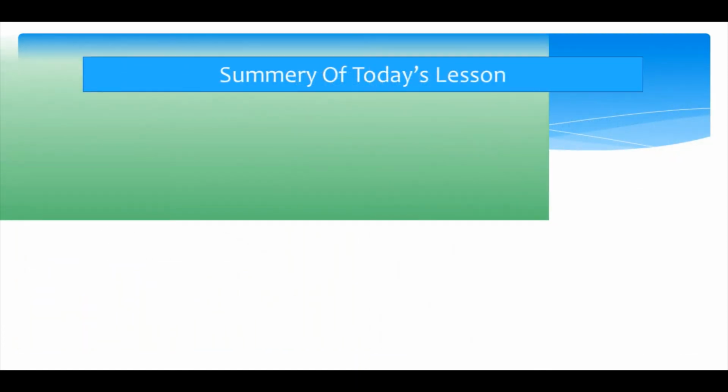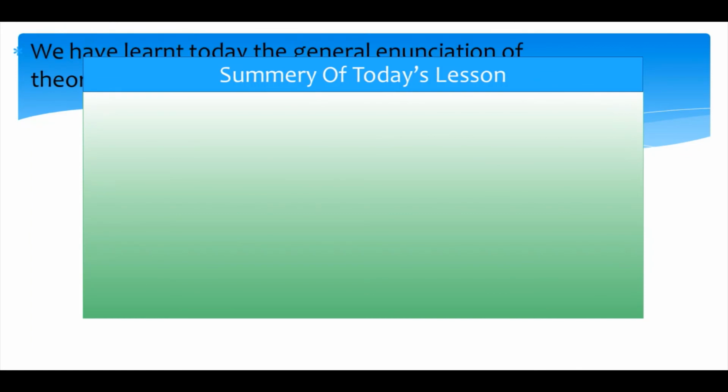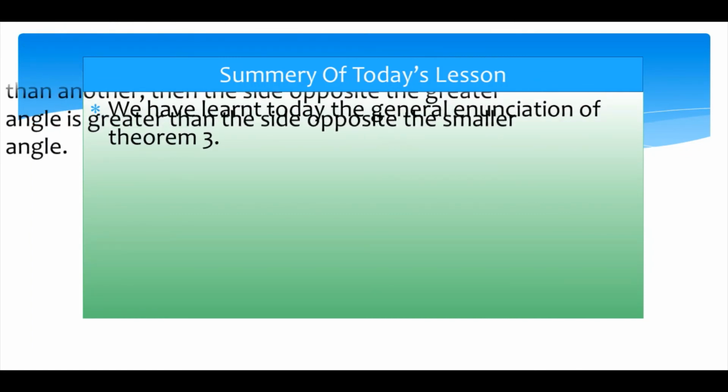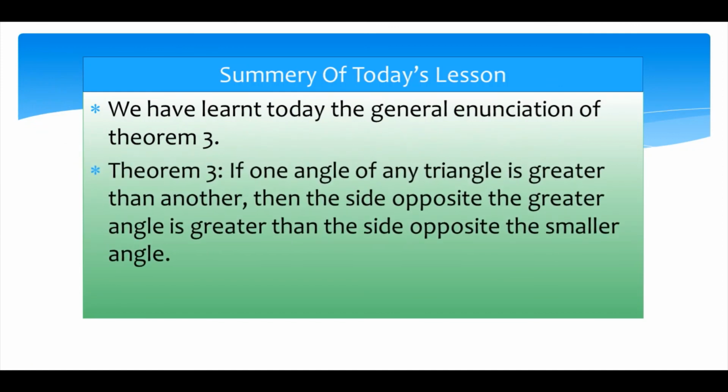Summary of today's lesson. We have learned today the general enunciation of theorem number 3, and this is important for you. If one angle of any triangle is greater than another, then the side opposite the greater angle is greater than the side opposite the smaller angle. And this general enunciation you will need to prove another theorem in the next chapters. That's why this general enunciation and this theorem are very, very important for you, my dear students.